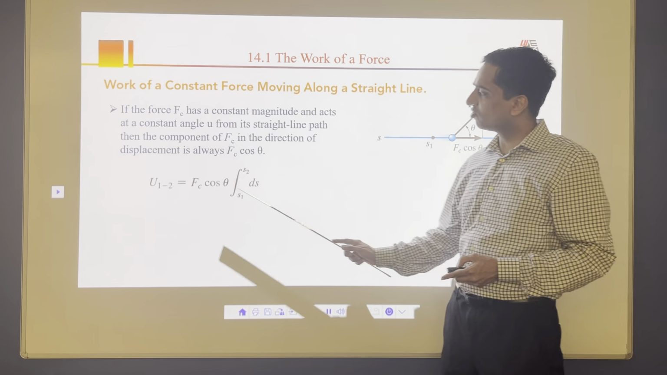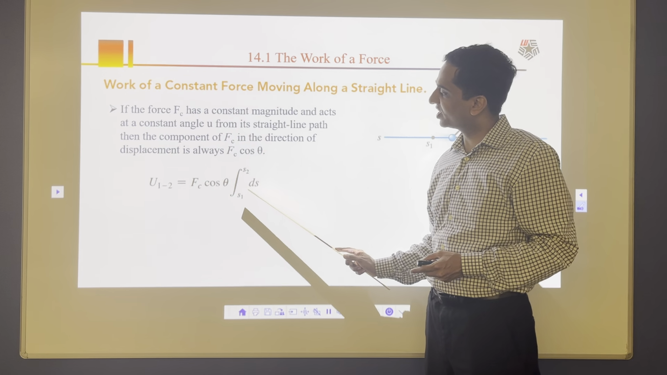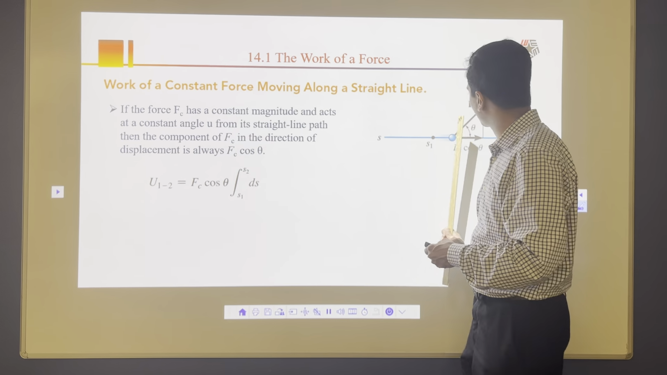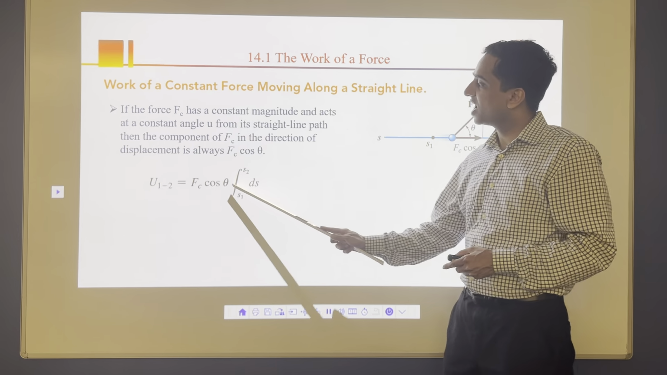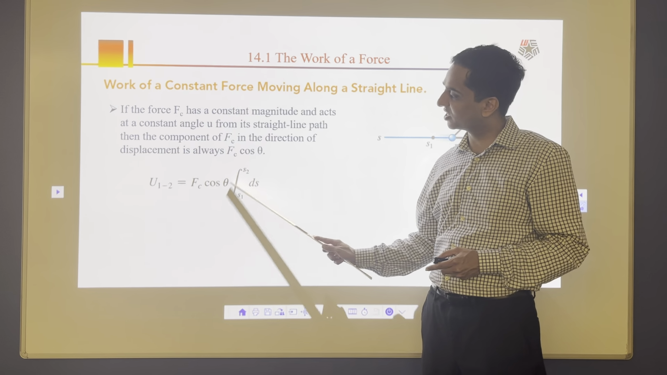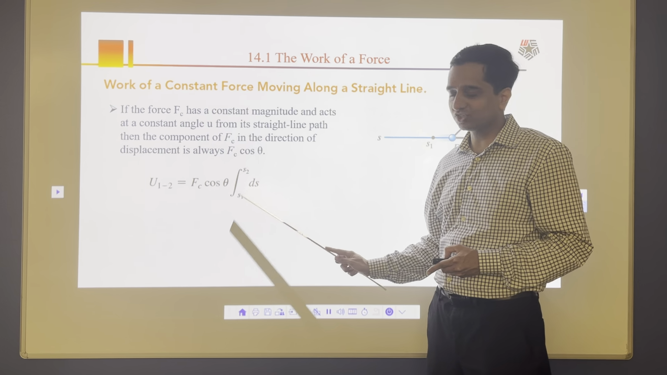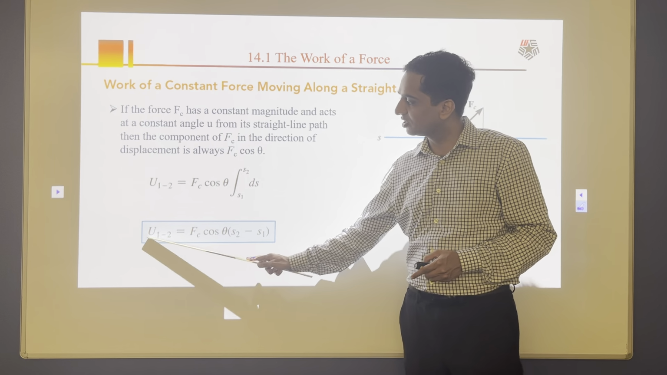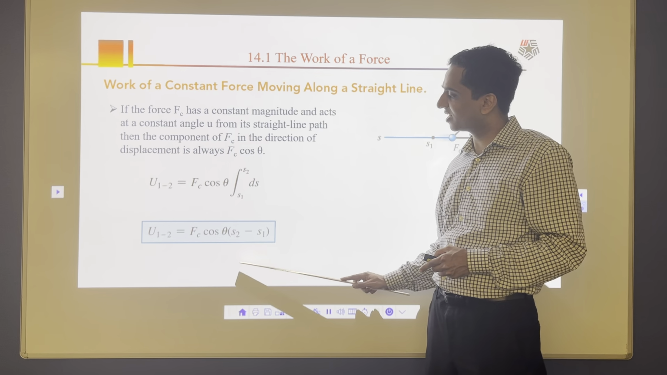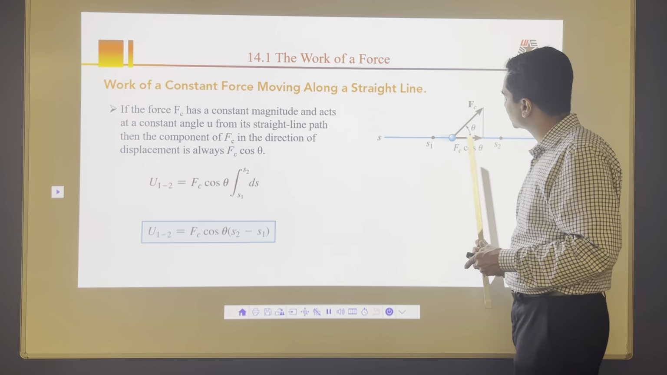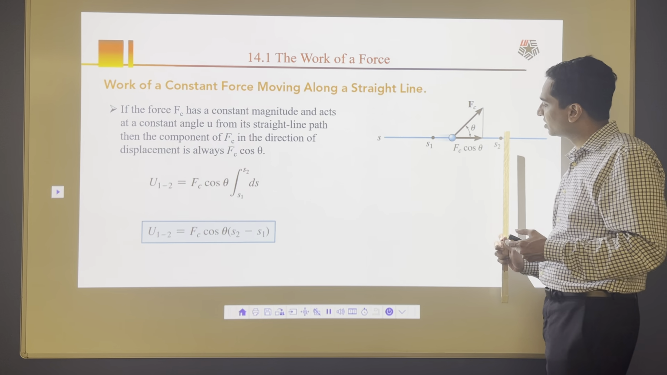So we know the initial formula: the integral of F cos theta ds. As it is a constant force, this theta is constant, so I'm going to take that constant out of the integration. I do a simple integration of this formula and I get the final work done. Total work done is F cos theta times (S2 minus S1). S2 minus S1 is the final total distance covered.